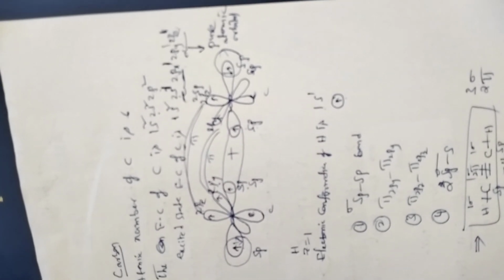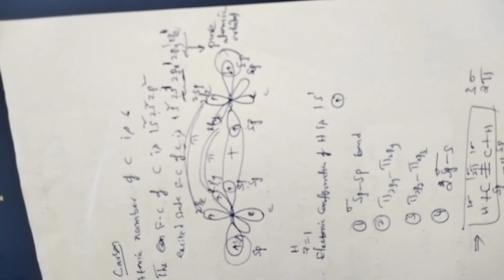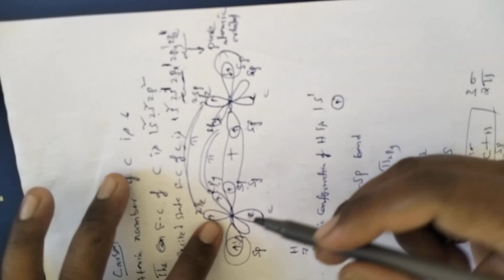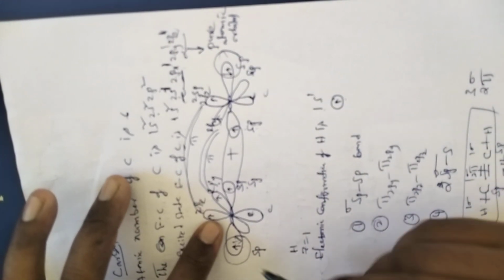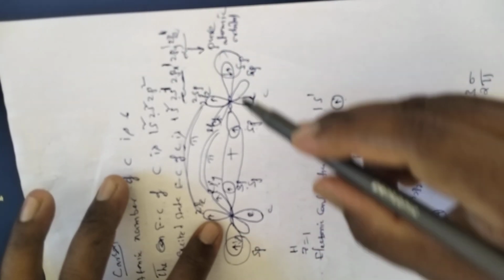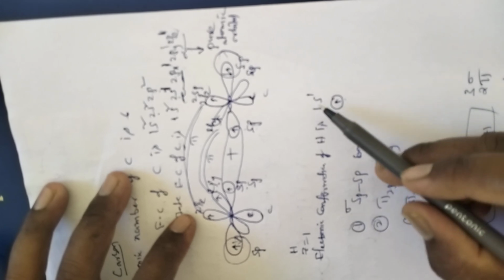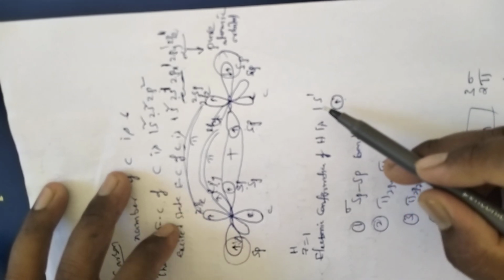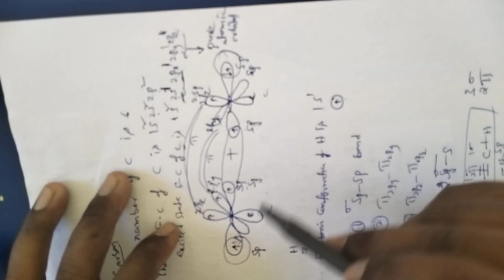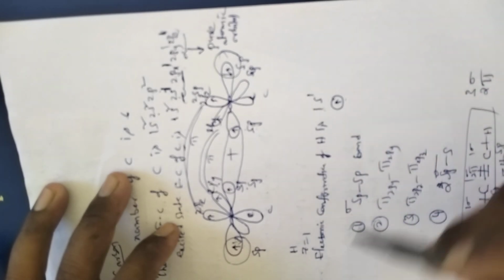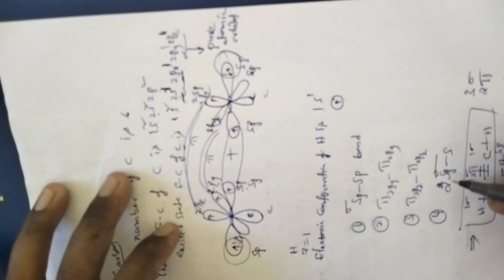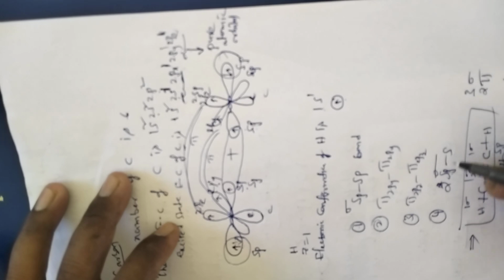Here the electronic configuration of hydrogen is 1s1. In sp hybridization, two carbon atoms undergo sp hybridization. The sp hybrid orbitals of two carbon atoms linearly overlap with the 1s atomic orbital of hydrogen atoms to form sigma sp-s sigma bonds.